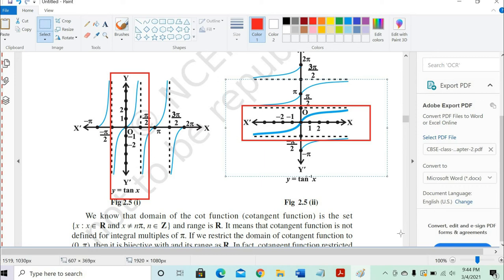Now look at this part. The graph looks similar, it's just tilted. When you go on the positive y-axis from 0 to pi by 2, tan inverse x will be basically from 0 to infinity on the x-axis, isn't it? Next, when you come from 0 to minus pi by 2, on the x-axis it goes from 0 to minus infinity, isn't it?